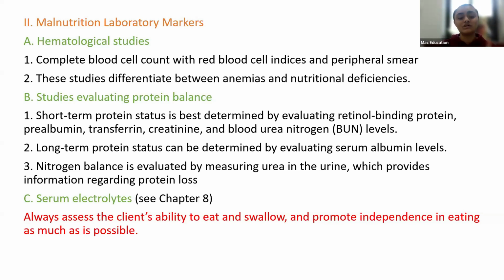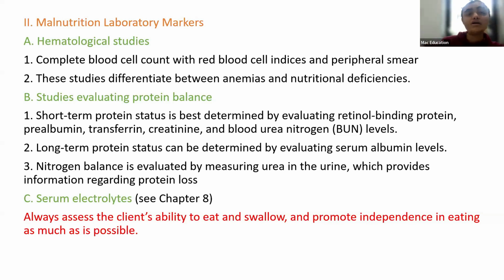So there are mainly three types of study: short-term protein status, long-term protein status, and nitrogen balance. Short-term protein status we can identify through blood tests like retinol binding protein, prealbumin, transferrin, creatinine, and BUN. These are the blood tests through which we can identify the short-term protein status. Long-term protein status can be evaluated by the serum albumin levels, and nitrogen balance is identified by the urea in the urine. We have to do the routine urine test, through which we can identify the nitrogen balance of a person.